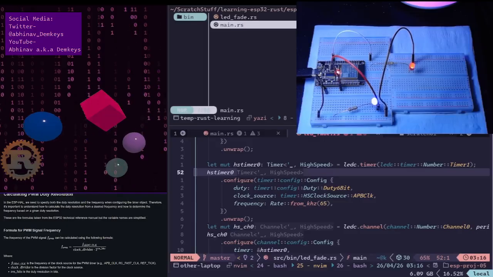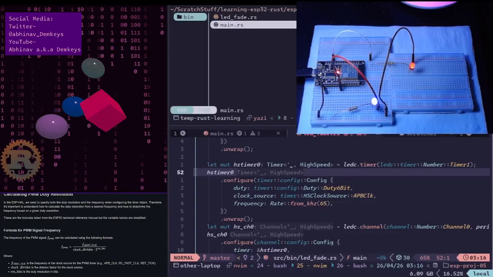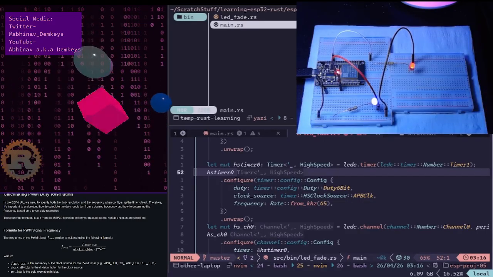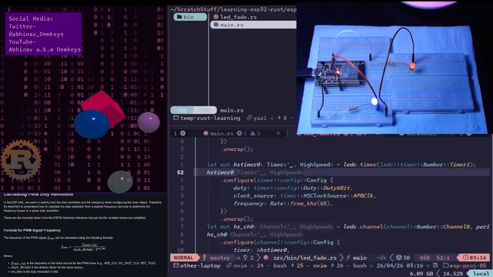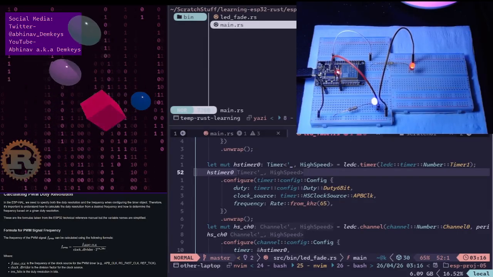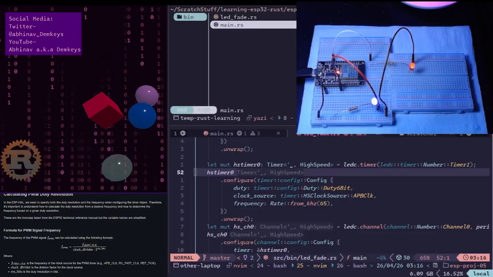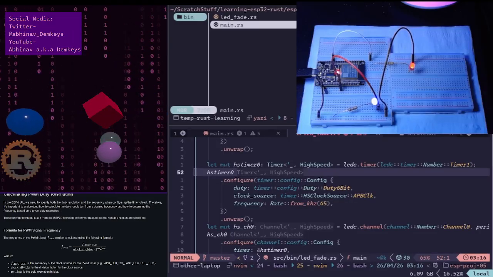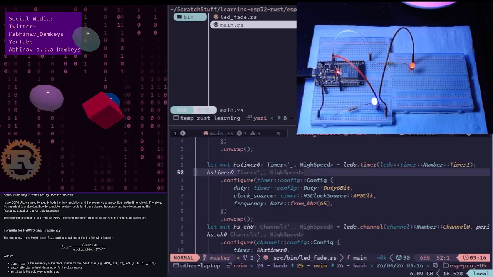Actually, I kind of want to set that up again over here. Just give me a second because I'm doing some stuff on another machine. We have this and we have this.